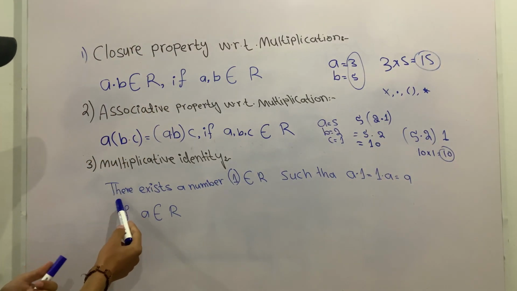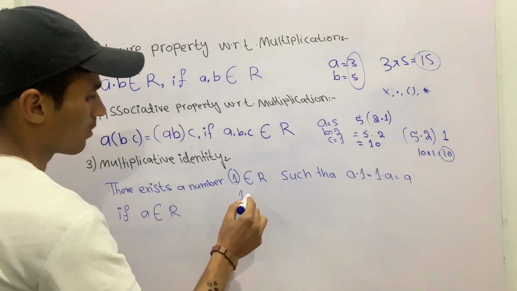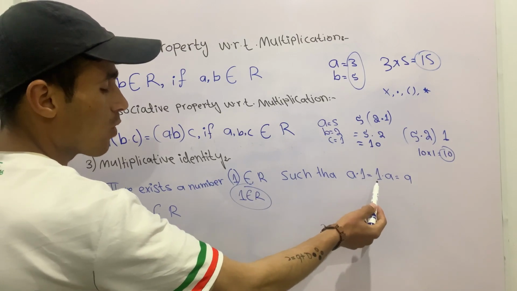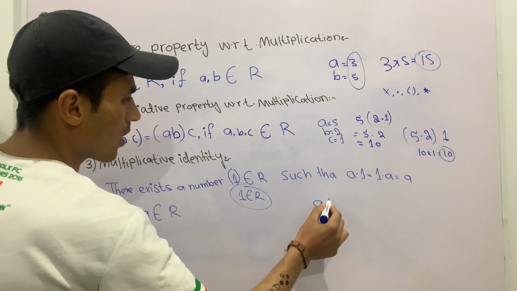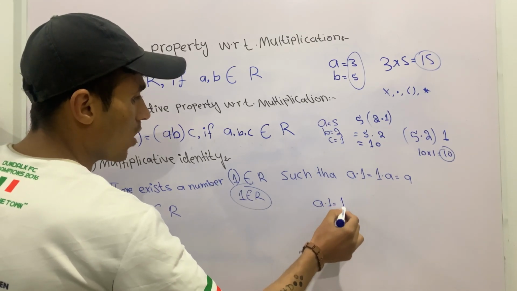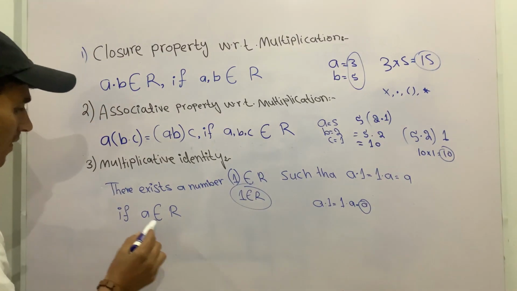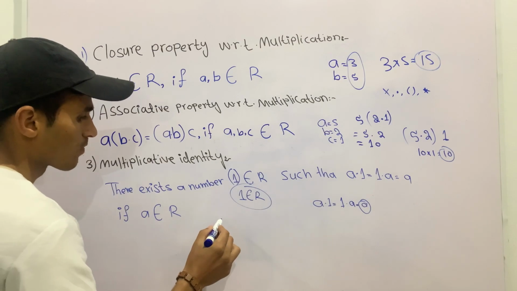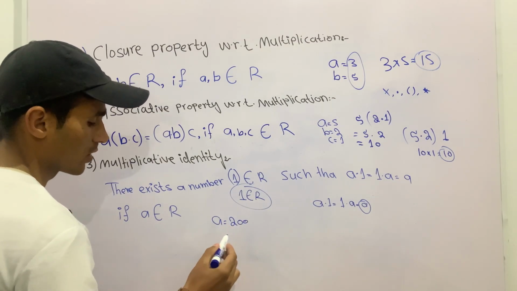There exists a number 1 belonging to R. 1 is a real number, okay? Such that A multiplied by 1 equals 1 multiplied by A equals A. Again, we have A. If A belongs to R, A should be a real number. Look at here. A equals, pretend, 200.